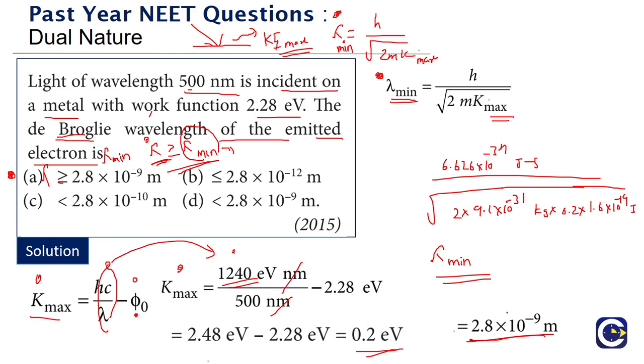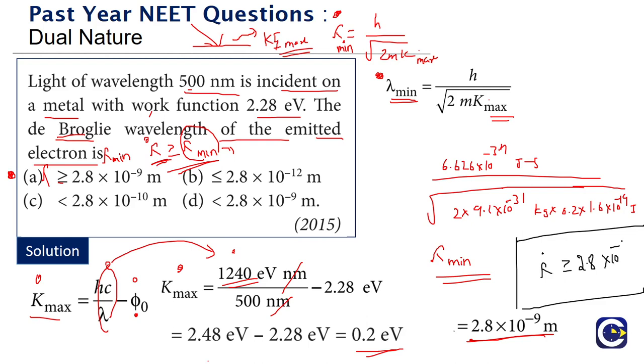So the value we get from this is the lambda minimum. Now, the de Broglie wavelength of the emitted electrons, how will it be? This is lambda minimum, which means the de Broglie wavelength of the emitted electrons will always be more than or equal to this lambda minimum, which is what?